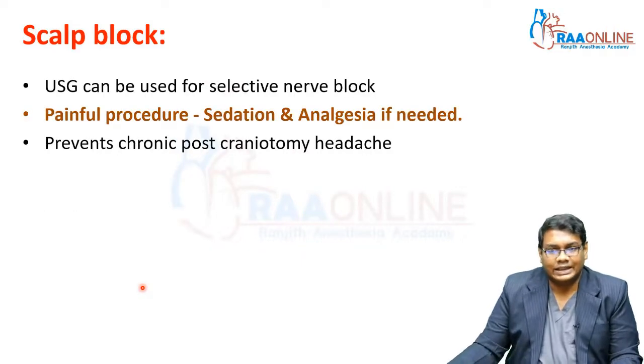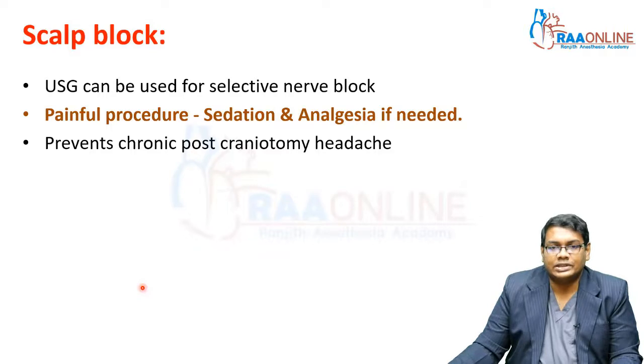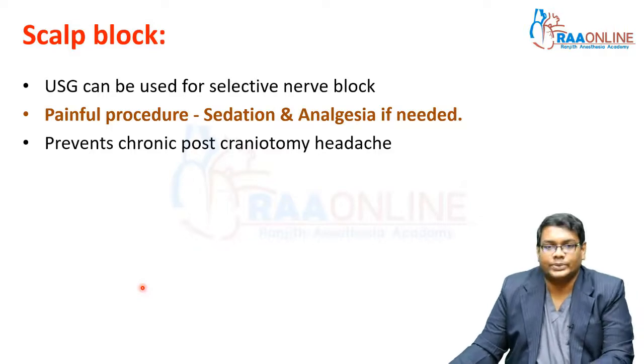Ultrasound can be used for selective nerve block. Scalp block, although it reduces the pain, is actually a painful procedure. Up to 12 times we have to prick the patient. So, it is better to give a small sedation or analgesic drugs before giving a scalp block. And it has another advantage: it also prevents chronic post-craniotomy headache.